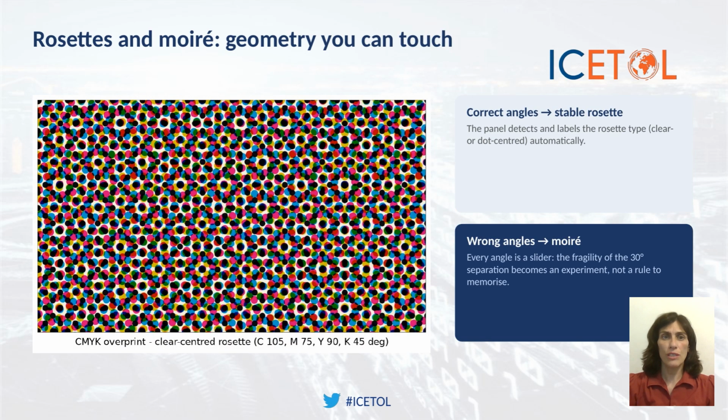When the 4 screens overprint at the correct angles, they form a stable rosette, and the panel automatically detects whether it's clear-centered or dot-centered. But every angle is a slider. Move one channel by a few degrees and low-frequency moire appears immediately.